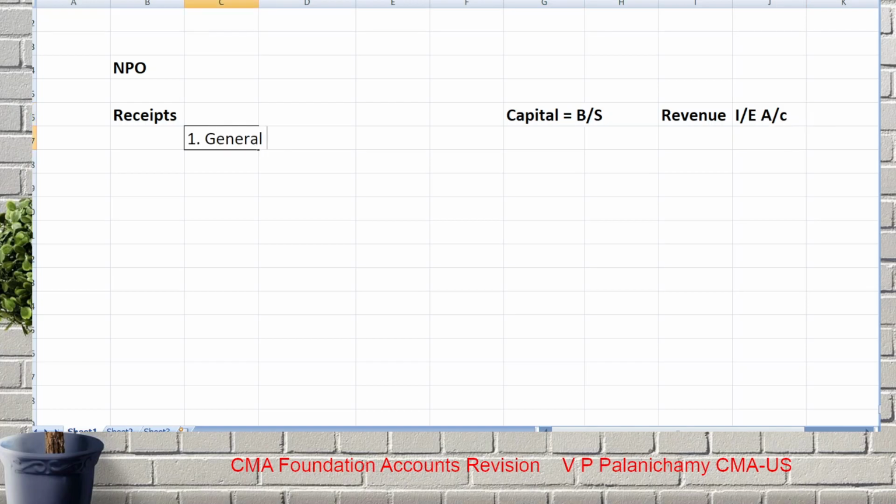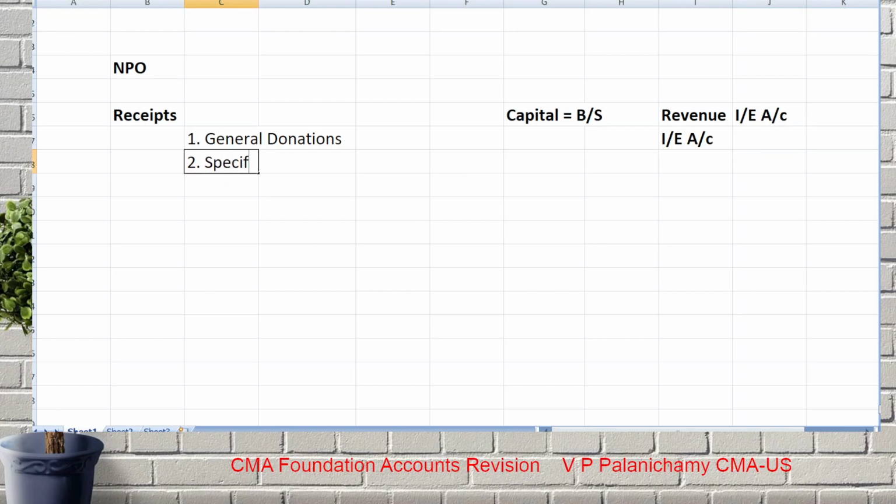Number one, general donations. Where will it be recorded? In the income and expenditure account. General donations are taken to income, because with donations only they survive. They collect money and do charity out of it.